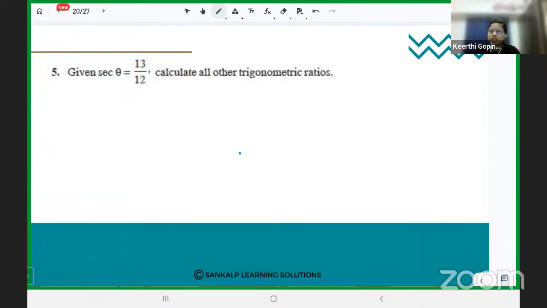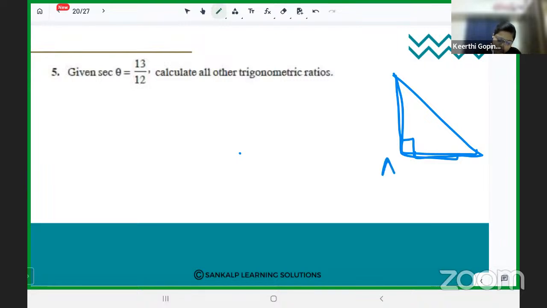So, given sec theta is equal to 13 by 12, we have to calculate all other trigonometric ratios. Sec theta is given as 13 by 12. So, again, we need a right angle triangle. They have given a specific name to the angle, here it is given as theta. You can take it as x or anything else, but here it is theta, so we'll take it in terms of theta itself.